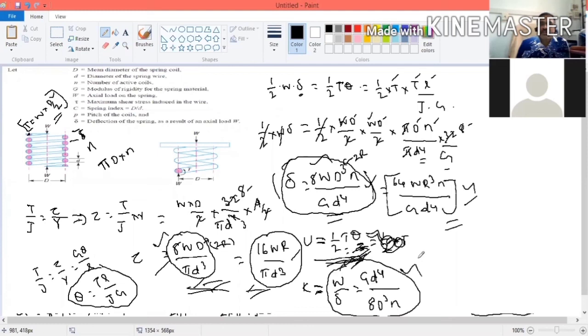If you want to find the value of stiffness, you can use this equation. Otherwise, you can calculate the W and the delta separately. You can straight away use this equation, W by delta is equal to G d power 4 by 8 d cube n. This same equation is converted like this. So this is about the springs.